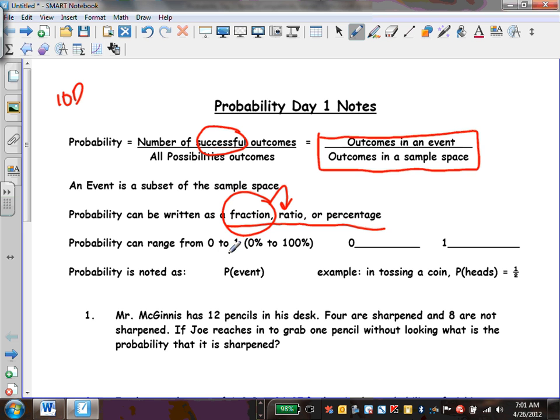Now, let's talk about perfect probability and impossible probability. Probability goes from 0 to 1 because the total amount of outcomes, your sample space, is always your largest number. So your largest number always goes in the bottom. Well, 0 probability means that there are no successes out of all possible attempts. So you have the big number on the bottom, but 0 on top. The perfect probability of 1 means that you have the same number of successes as you do possibilities.